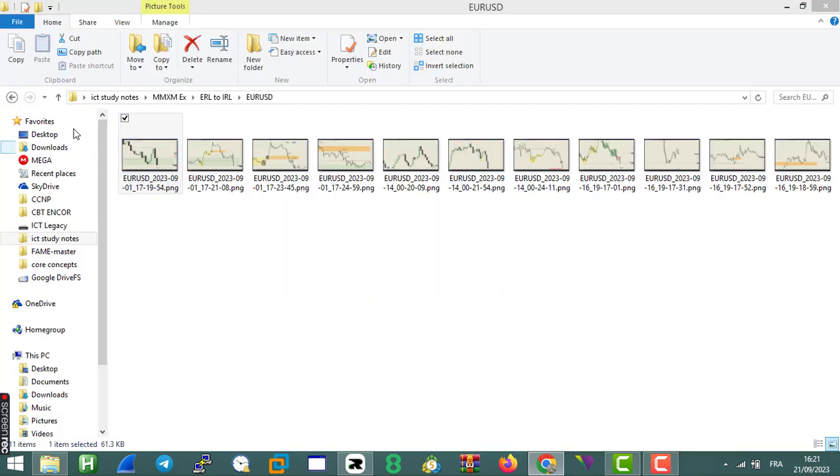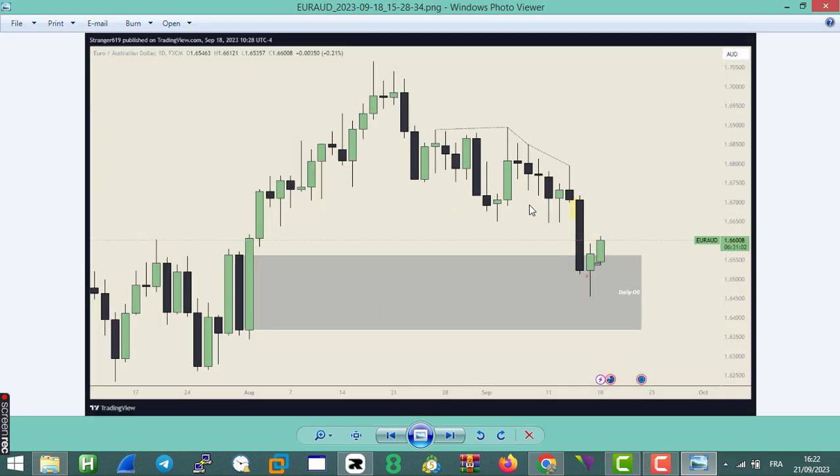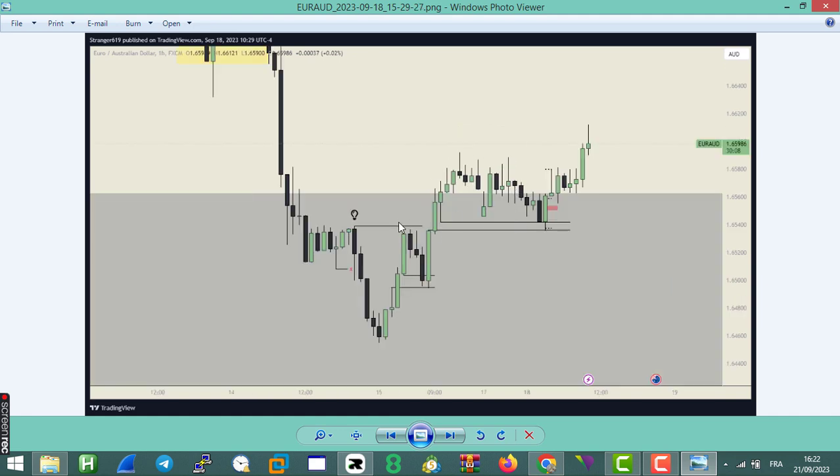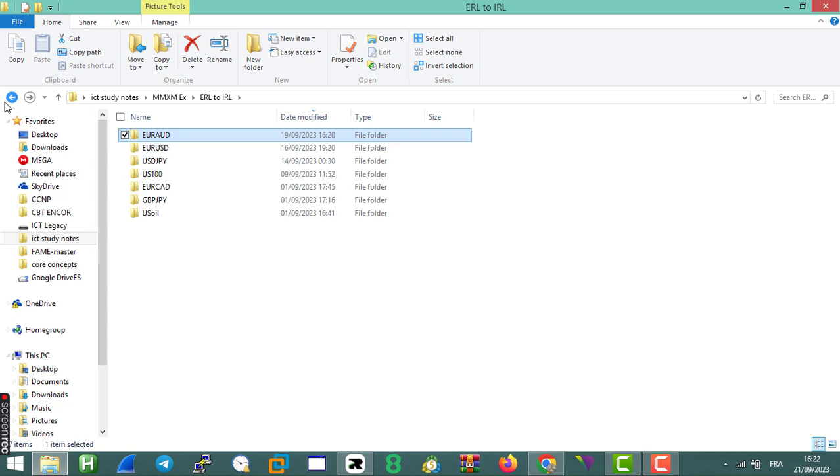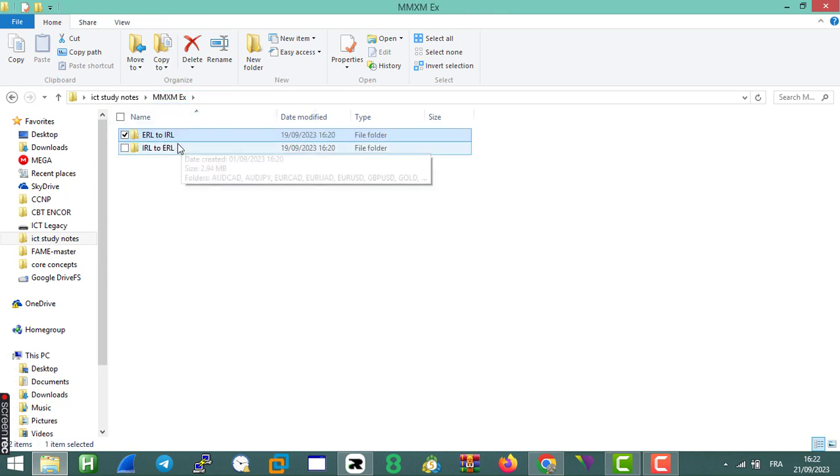And now let's show you another example. I believe I shared with you this trade live. You can see here we took this external liquidity, leaving a fair value gap behind and confirming that buys, right? Again, market structure shift on the 5-minute. And now let me show you internal to external.